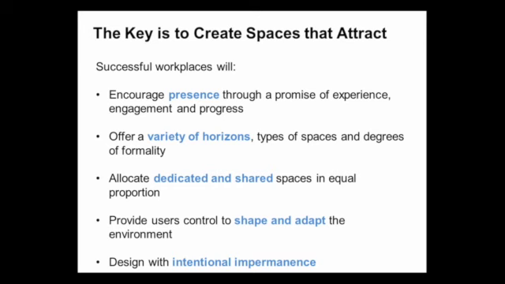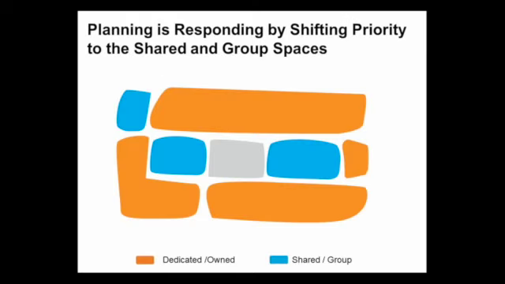Allow the users to shape the environment. That's certainly something we're seeing a lot more requests for: user control in bringing those groups together, creating environments, and then breaking them down. And design with a level of impermanence. This is not going to last forever. We're seeing planning responding to the trends I talked about by shifting the balance between shared, group, and individual spaces.